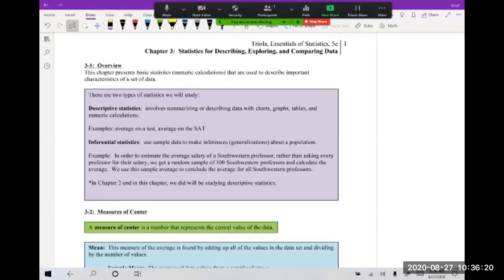It uses sample data to make inferences about populations. This is a very powerful tool. This is one of the main reasons statistics is used in our society, is you can gather data, and based on that sample data, you can then make predictions about how the population data will come back. So this is very time-saving, very efficient.